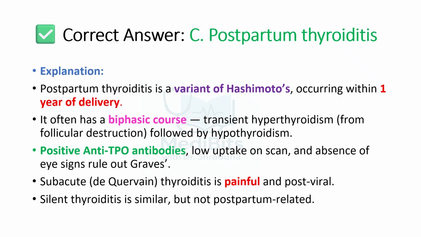So the correct answer is C, postpartum thyroiditis. Why? Because postpartum thyroiditis is a variant of Hashimoto's occurring within 1 year of delivery. It often has a biphasic course, transient hyperthyroidism from follicular destruction followed by hypothyroidism. Positive anti-TPO antibodies, low uptake on scan, and absence of eye signs rule out Graves'. Subacute thyroiditis is painful and post-viral. Silent thyroiditis is similar but not postpartum related.